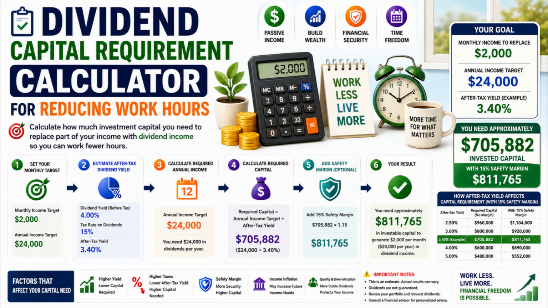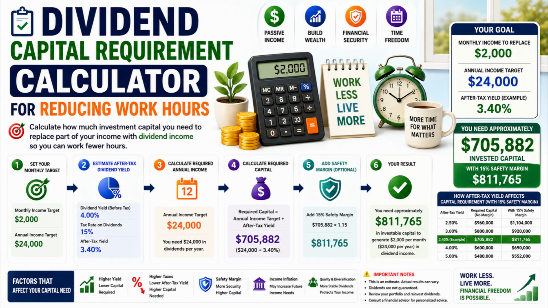Another important factor is income inflation. Even if $2,000 per month is enough today, you may need more income in the future because living costs can rise over time. Therefore, your long-term plan should include the possibility that the income target may need to grow. In addition, quality and diversification matter. A strong dividend portfolio should ideally include stable businesses with reliable earnings, healthy cash flow, sustainable payout ratios, and a history of consistent dividends. Diversification across sectors and holdings may also help reduce the risk of depending too much on one company or one source of income.